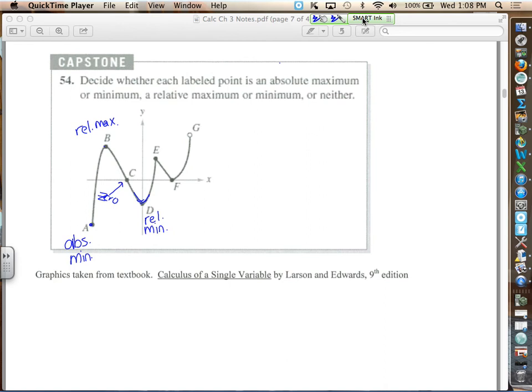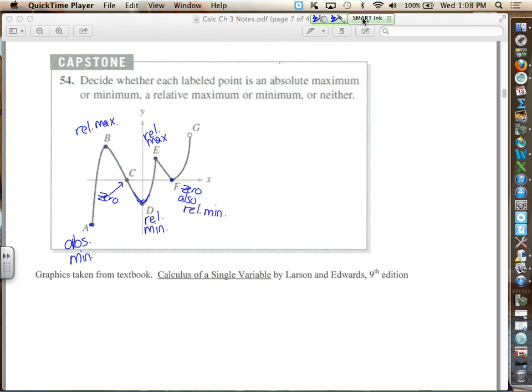Point E goes up. It's a higher point, but it's not the highest point, so again, it's a relative max. It's also a sharp point on the graph, so the derivative's not defined at that point, but it's still a maximum. Point F, it's a 0 for the function, because it crosses the x-axis. It's also a minimum point on the graph, and it's not the lowest, so it's the relative min.